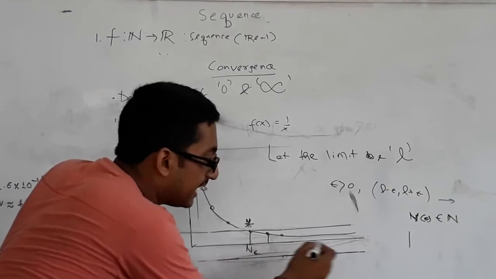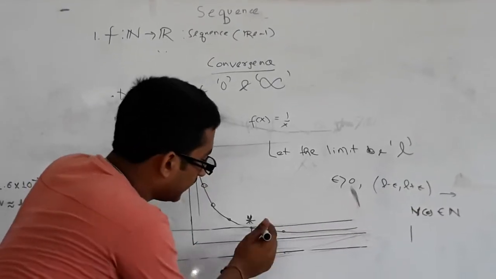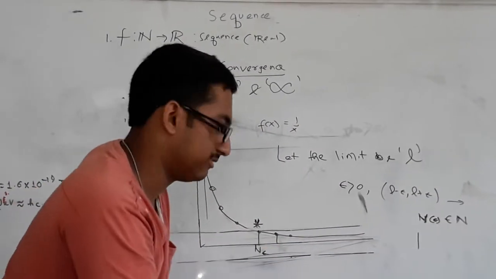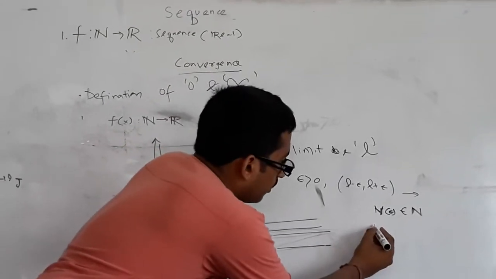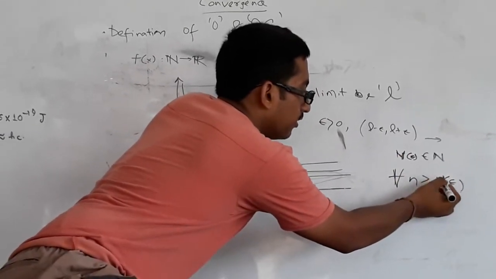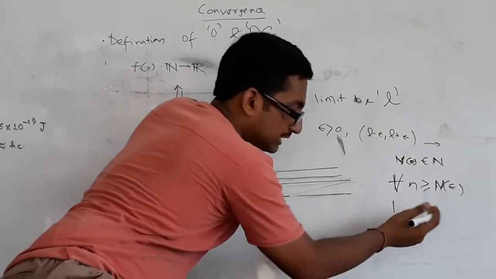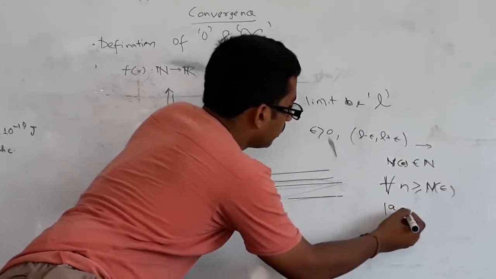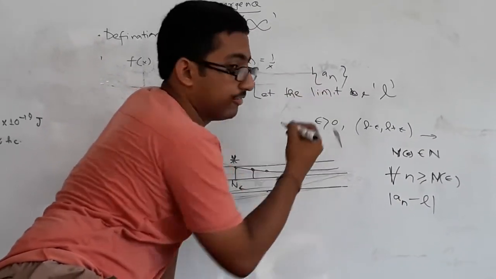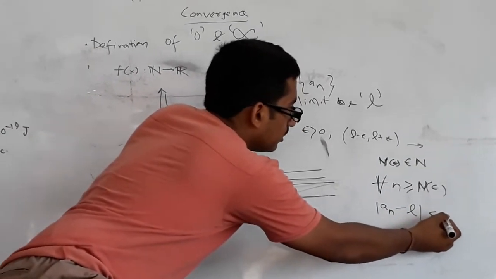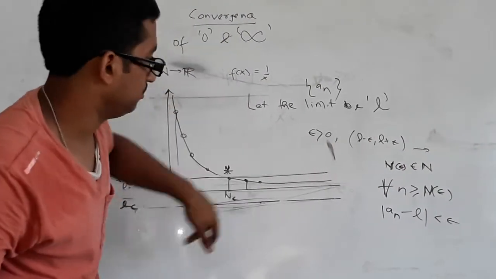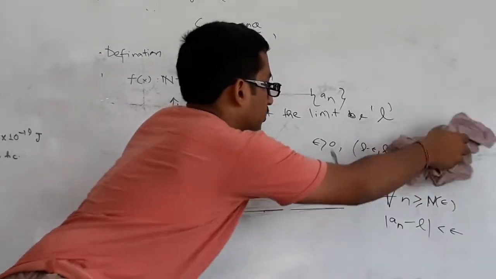So for all n greater than or equal to this n of epsilon, f of that natural number is lying in this bound. Writing it mathematically: for all n greater than or equal to this n of epsilon, the modulus of the distance a of n minus L, where a is the sequence, is less than epsilon. This is equivalent to lying within this strip of line.